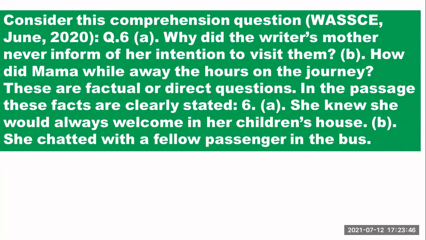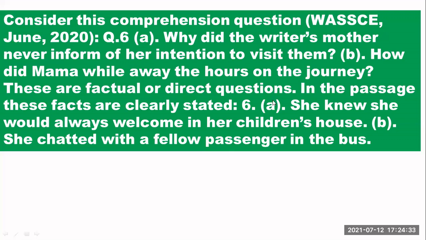Now consider this comprehension question taken from the West African Senior School Certificate Examination of June 2020. Question number 6, sub question A. Why did the writer's mother never inform her children of her intention to visit them? Now, question B, how did Mama while away the hours on the journey? These are factual or direct questions. In the passage, these facts are clearly stated there.